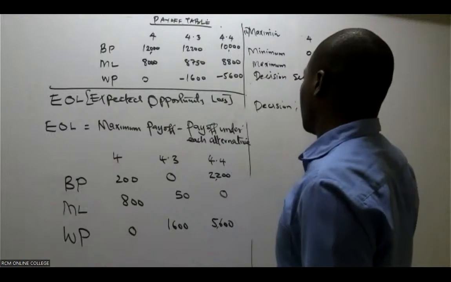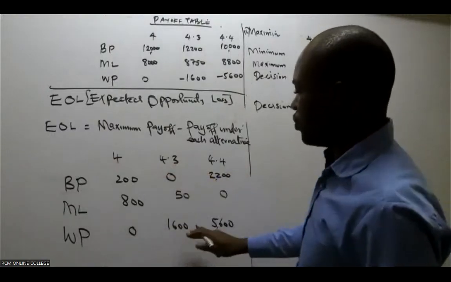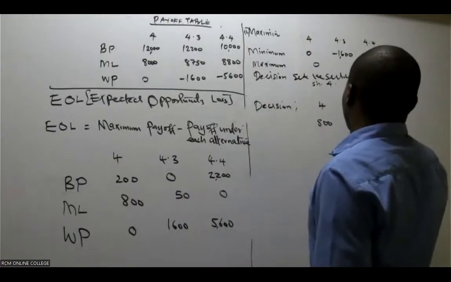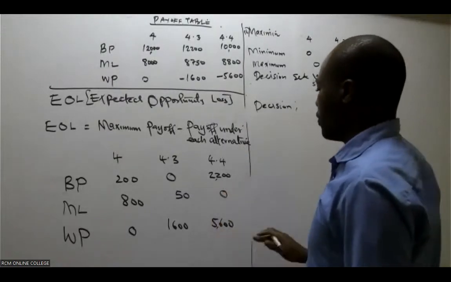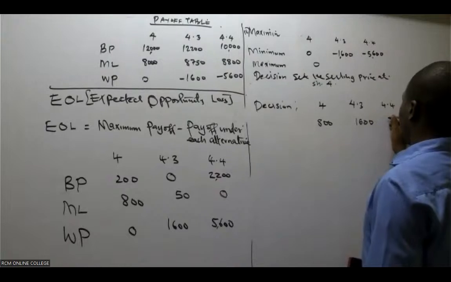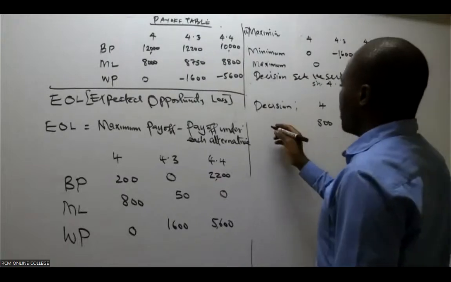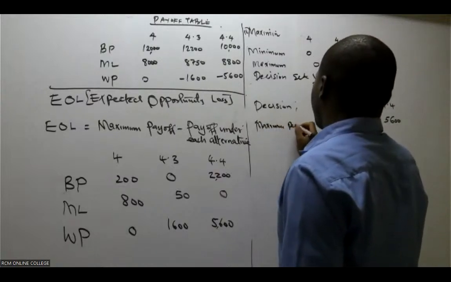That's what you are actually losing. When you decide to set it at 4.3, the highest amount you are going to lose is 1,600. And when you decide to set it at 4.4, the maximum amount you'll be losing is 5,600. So give us the maximum regret.